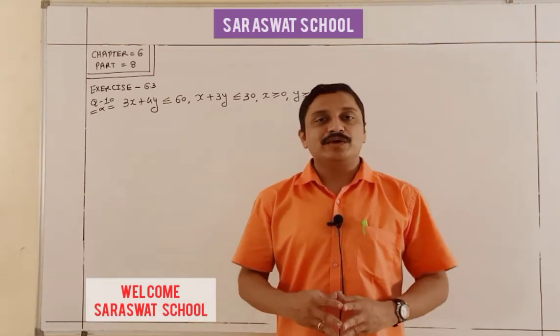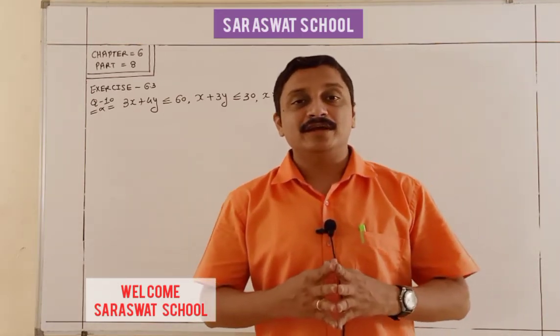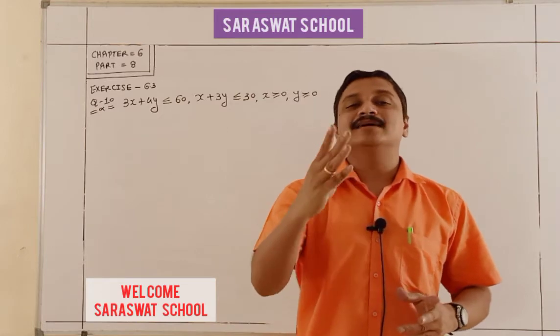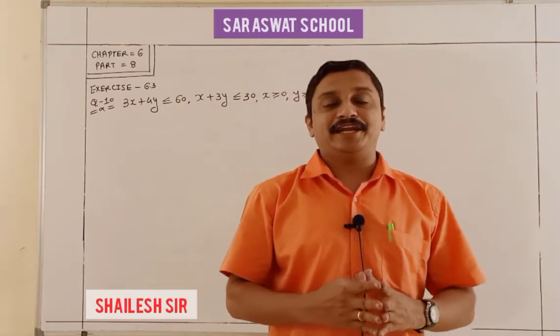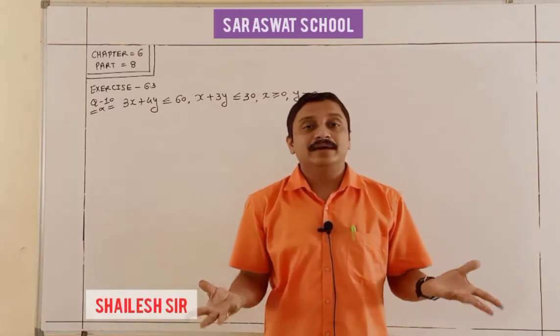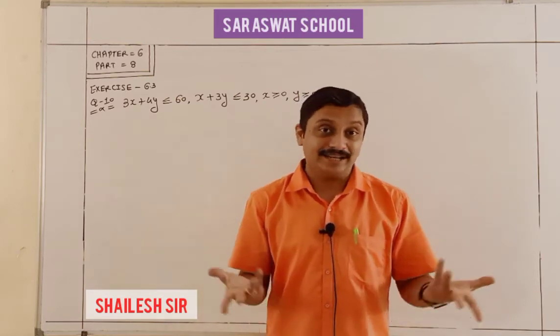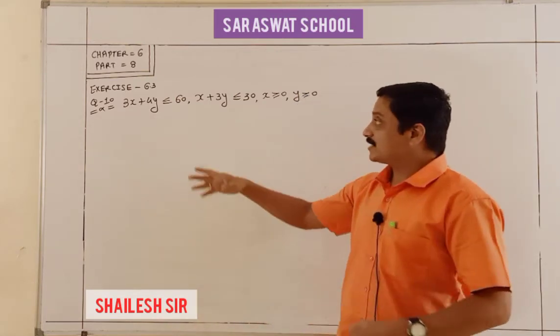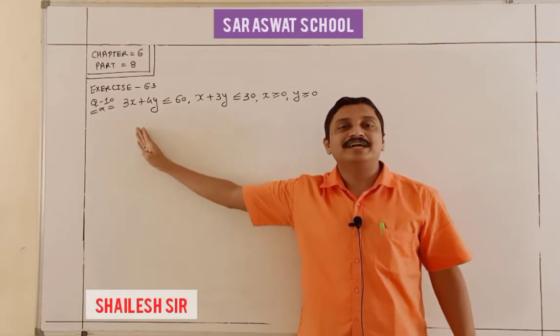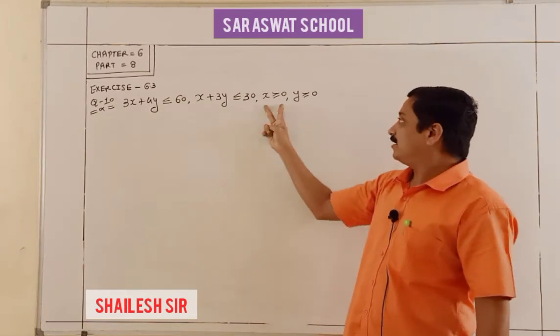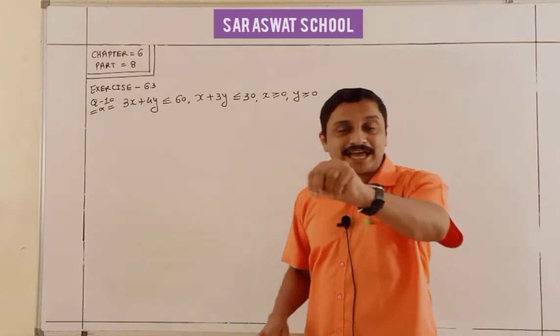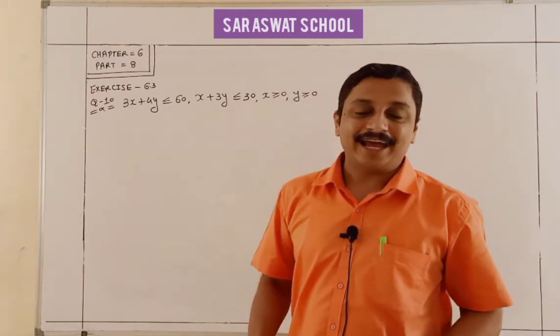Students, today we are going ahead with exercise 6.3, where inequalities are given and we find the graph and the solutions. So students, here in exercise 6.3, we are doing question number 10. First, second, third and fourth types of inequality are given and we get the solutions.